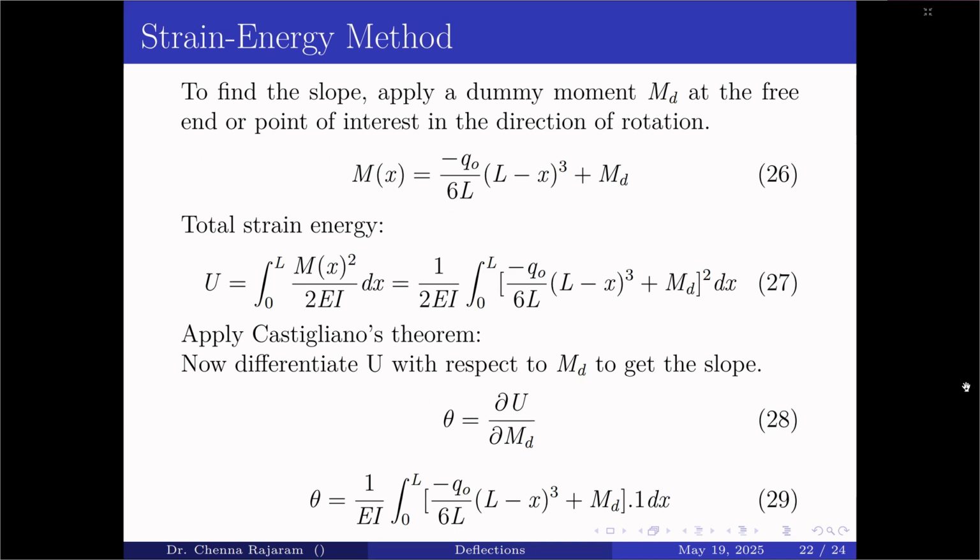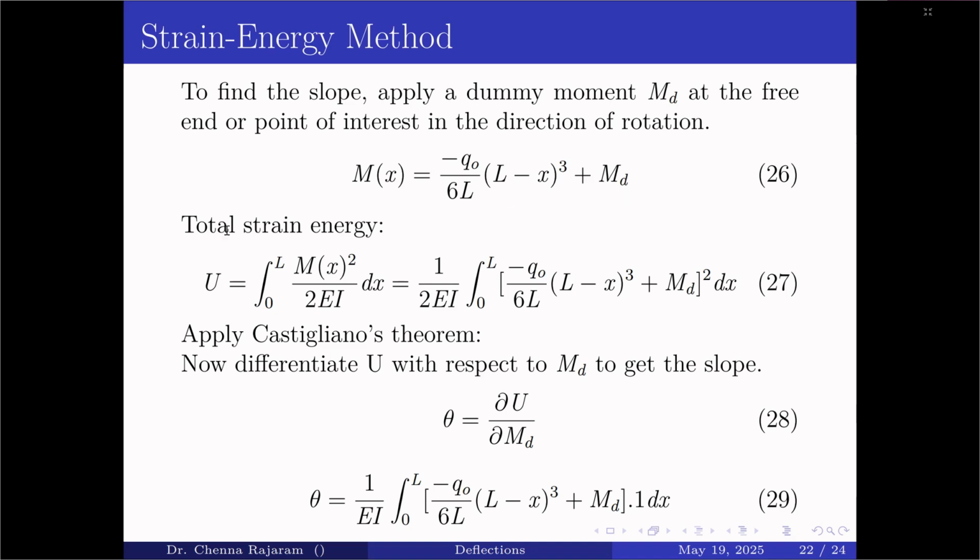Now we'll discuss how to calculate the slope using the strain energy method. Similar to the deflection, here we apply the dummy moment MD at the free end, because we are going to calculate the slope at the free end. So the updated moment is equal to minus Q naught divided by 6L into (L minus x) whole cube plus MD. This MD is the dummy moment or fictitious moment.